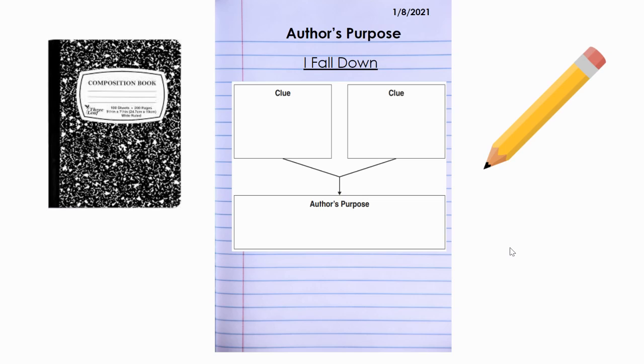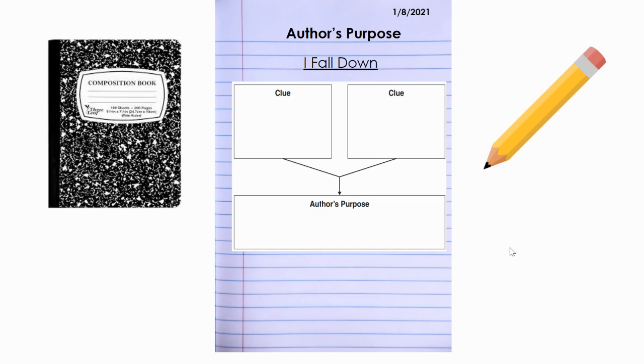At the top of the page, you will write today's date, which is January 8th, 2021, or 1/8/2021. You will label the top of this paper Author's Purpose. Underneath that, you will write the title of this book, I Fall Down. Remember to capitalize the first letter in each word in the title because it's the name of a book.